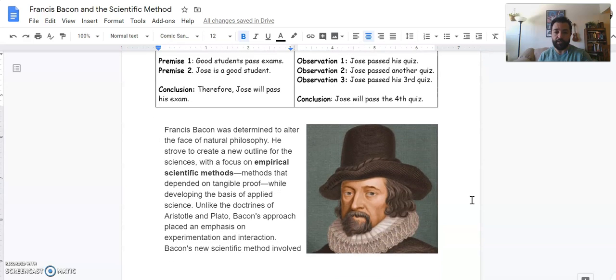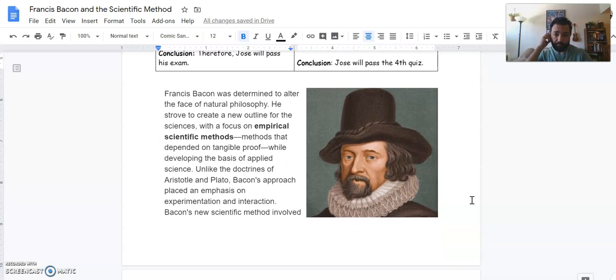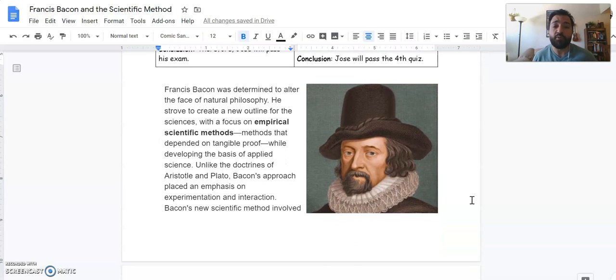Okay, so I'm going to go on here to read about Francis Bacon. Francis Bacon was determined to alter the face of natural philosophy. He strove to create a new outline for the sciences with a focus on empirical scientific methods, methods that depended on tangible proof, while developing the basis of applied science. Unlike the doctrines of Aristotle and Plato, Bacon's approach placed an emphasis on experimentation and interaction.